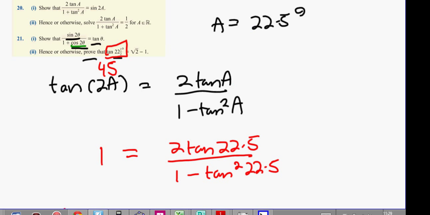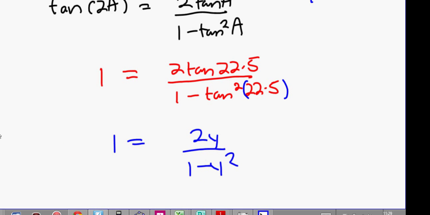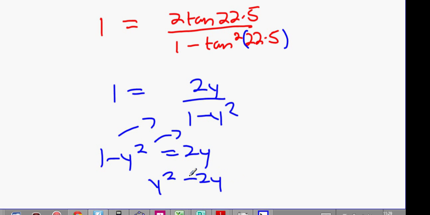Now, I know this is a quadratic equation, but how do I know that? The tan squared on the bottom. If I let y equal tan 22.5, what happens to my equation then, guys? 2y over 1 minus y squared. Cross multiply. 1 minus y squared equals 2y. Bring to one side. Y squared plus 2y minus 1.